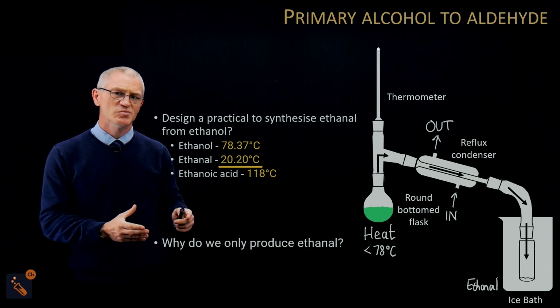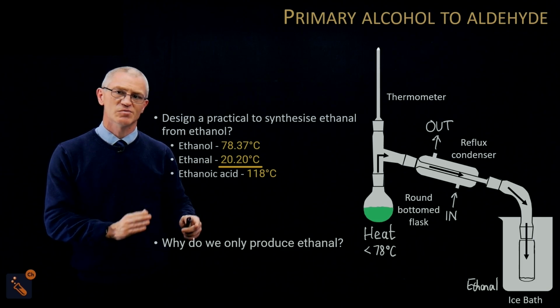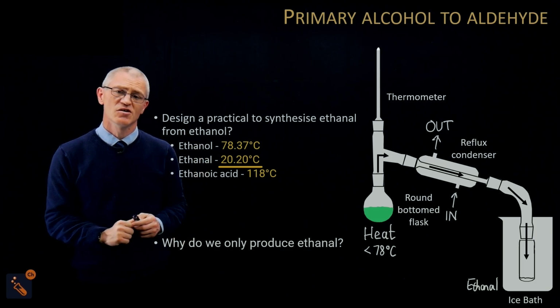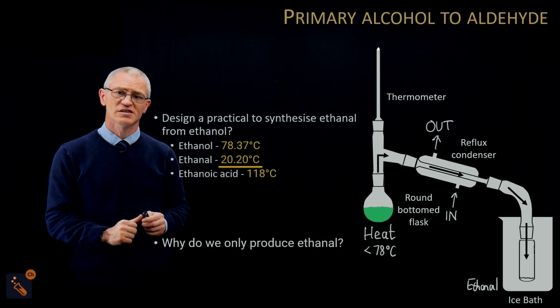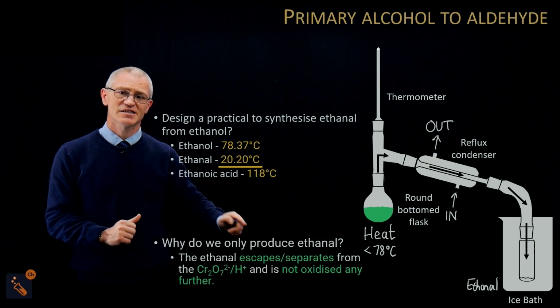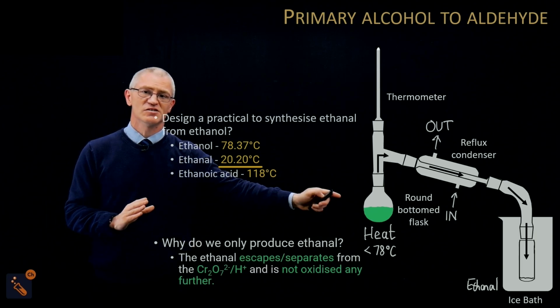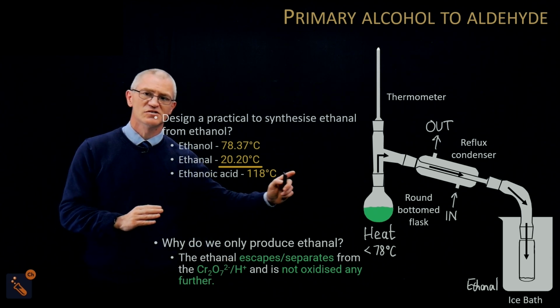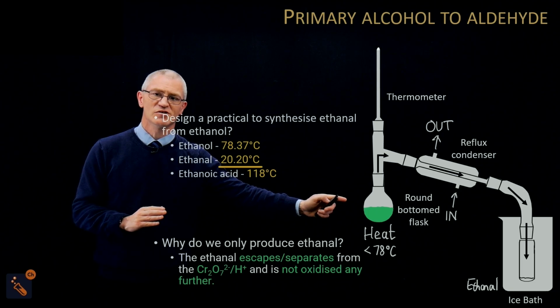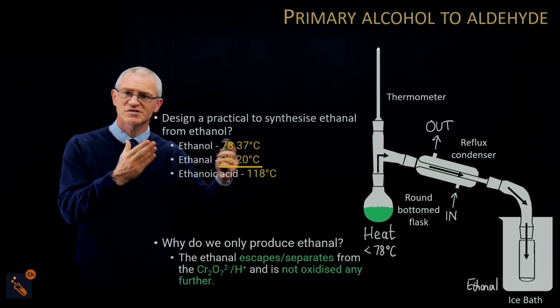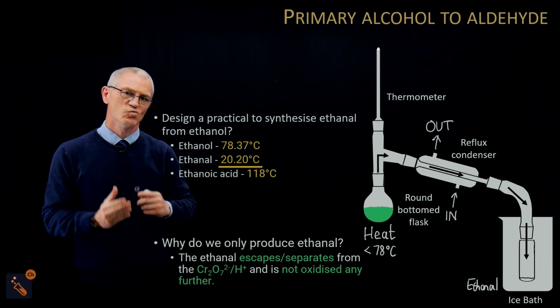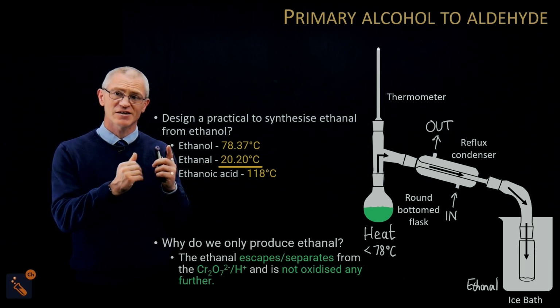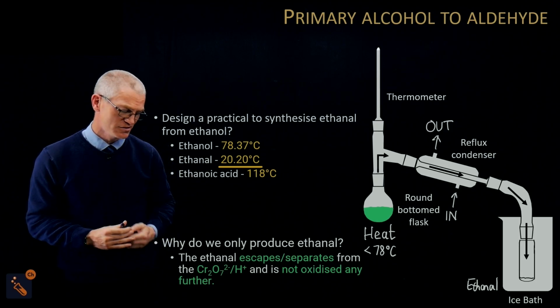Now we want to know, why do we only produce the ethanal? Well, it's good to explain within the question, the only reason we produce the ethanal only is because the ethanal escapes or separates from the oxidizing agent. The oxidizing agent is the Cr2O7 2- and the H+, the acidified potassium dichromate, and it escapes from it. And as soon as it escapes from it, it stops reacting and won't get oxidized any further, because remember, it can get oxidized all the way to the ethanoic acid.